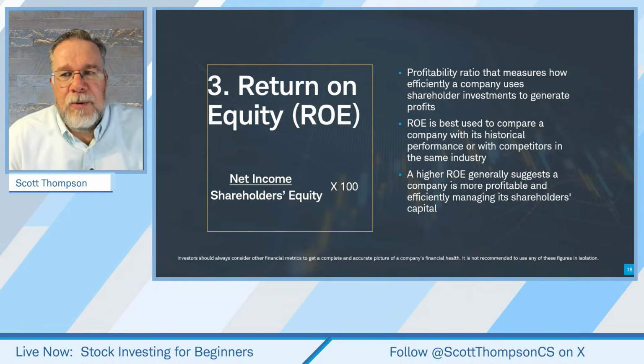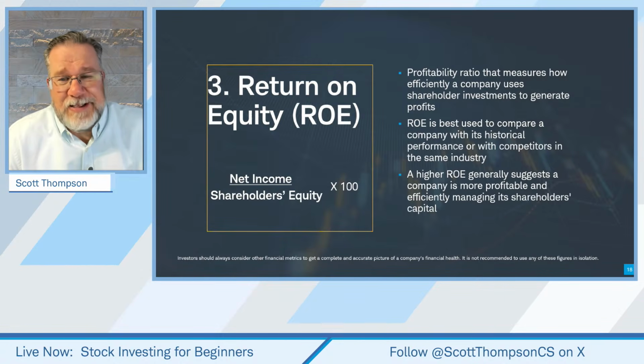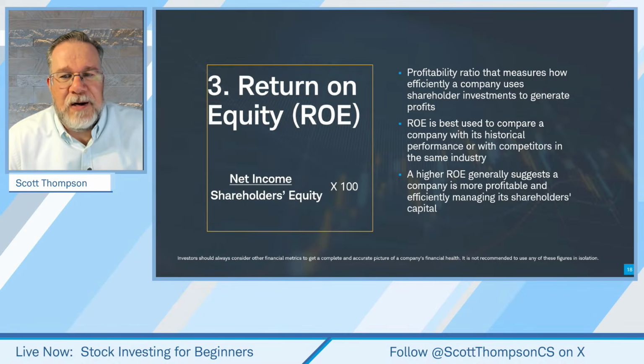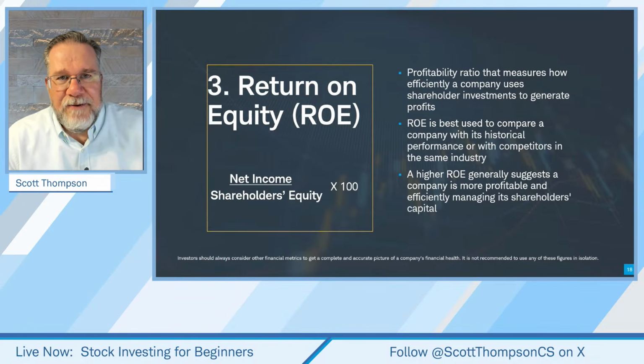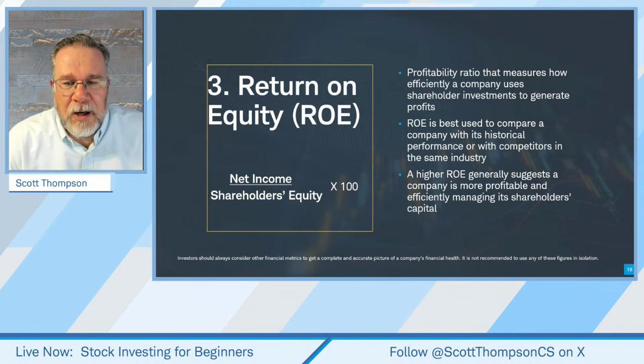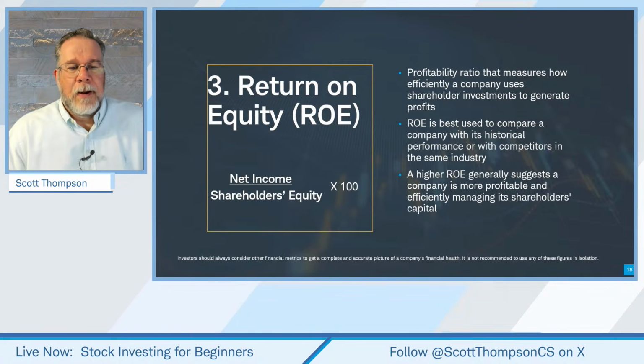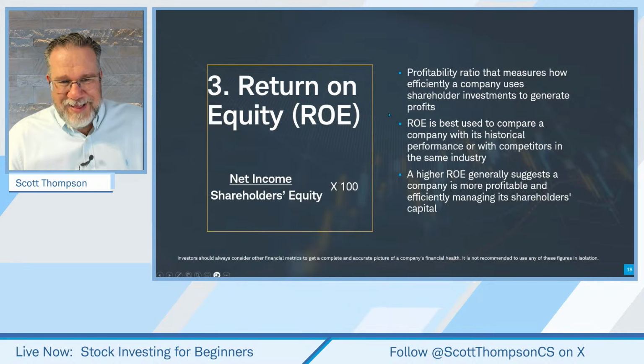So this is a profitability ratio that measures how efficiently the company uses shareholder investments to generate profits. Now that sounds like an important thing. Is the management doing a good job of turning my investment into profits for the company? ROE is best used to compare companies with historical performance or with competitors in the same group. Again, a lot of peer comparison when we look at our fundamental analysis. Now, a higher ROE generally suggests a company is more profitable and efficiently managing the shareholders' capital. All right. So there's a little highlight there on return on equity.